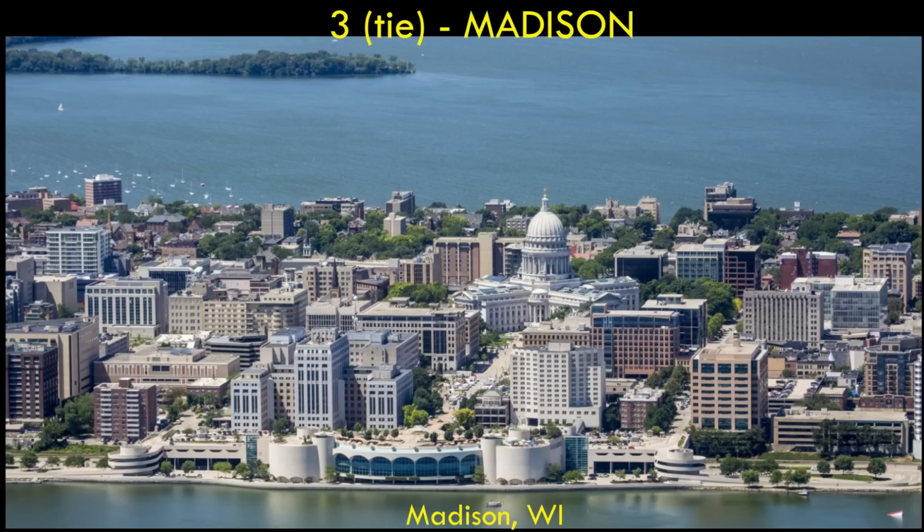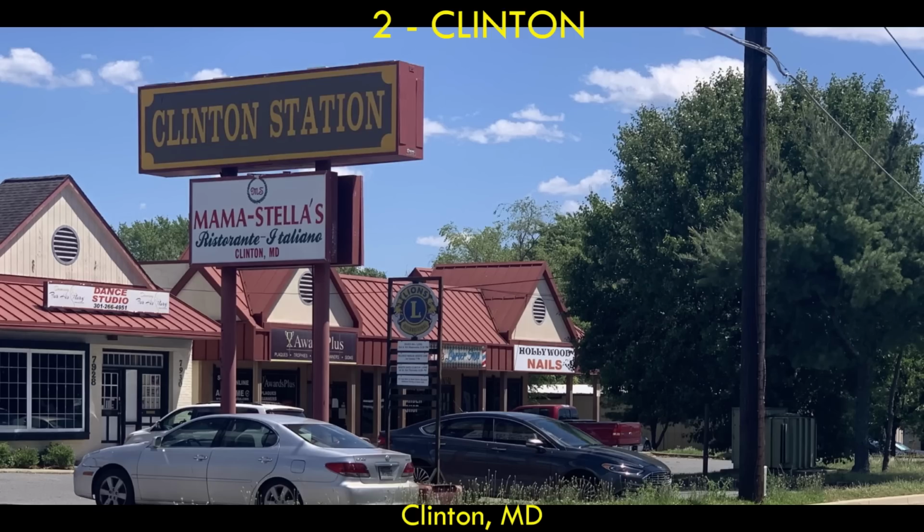The second most common town name in the U.S. is Clinton. There are 30 occurrences of this name in the U.S. The largest is in Maryland with about 39,000 people. And there's no one particular person that most of these towns are named after. Clinton was one of the most popular last names in the U.S. at the time these towns were named.